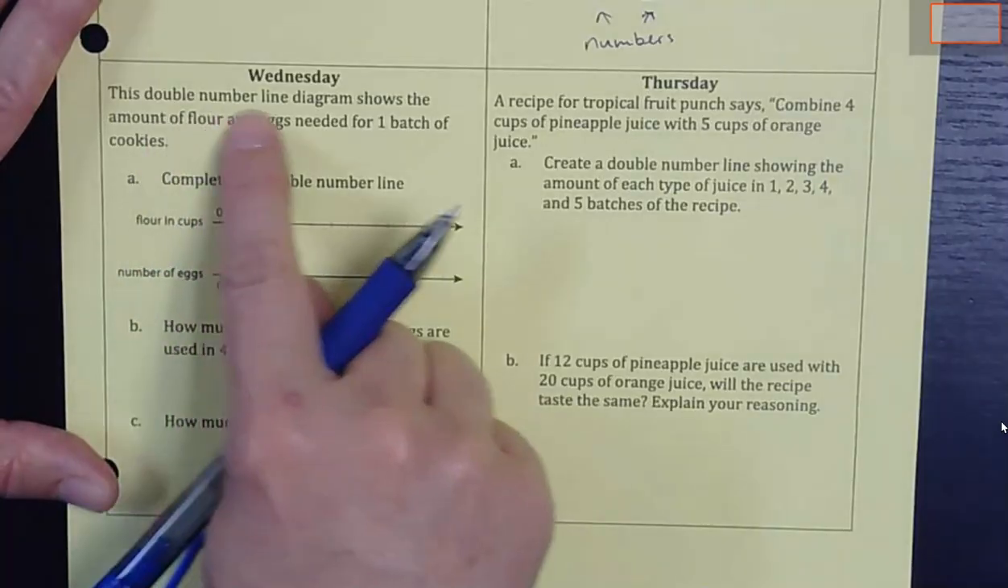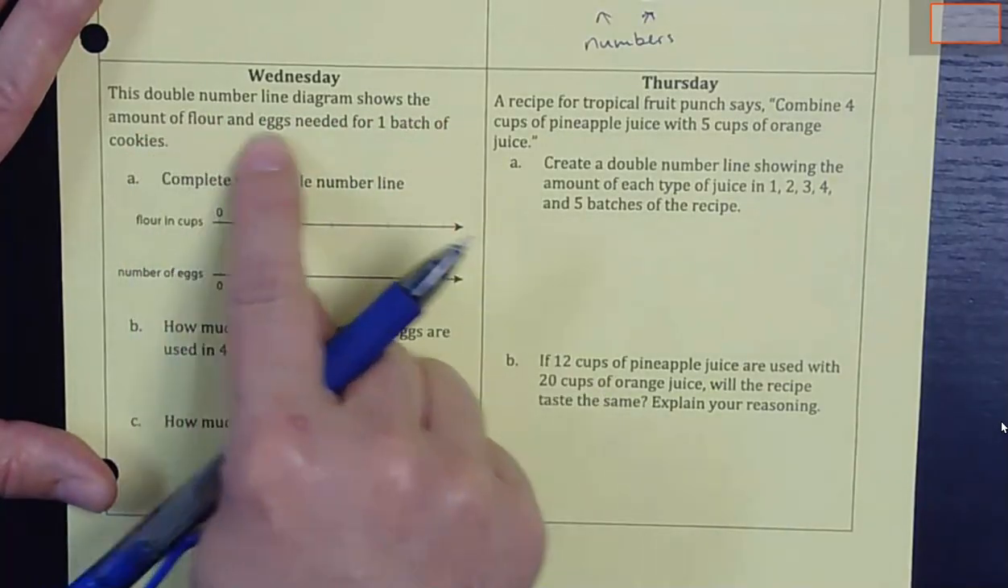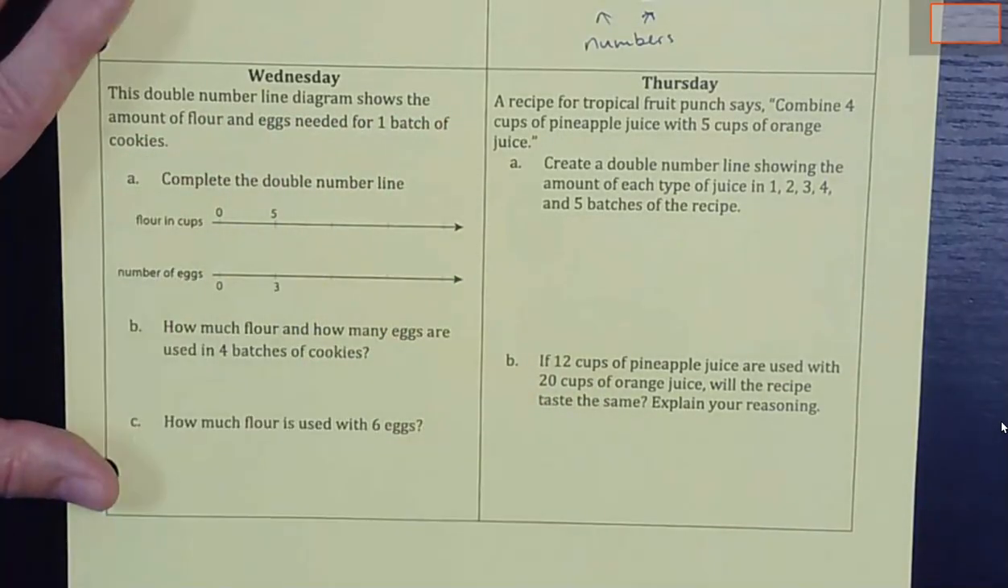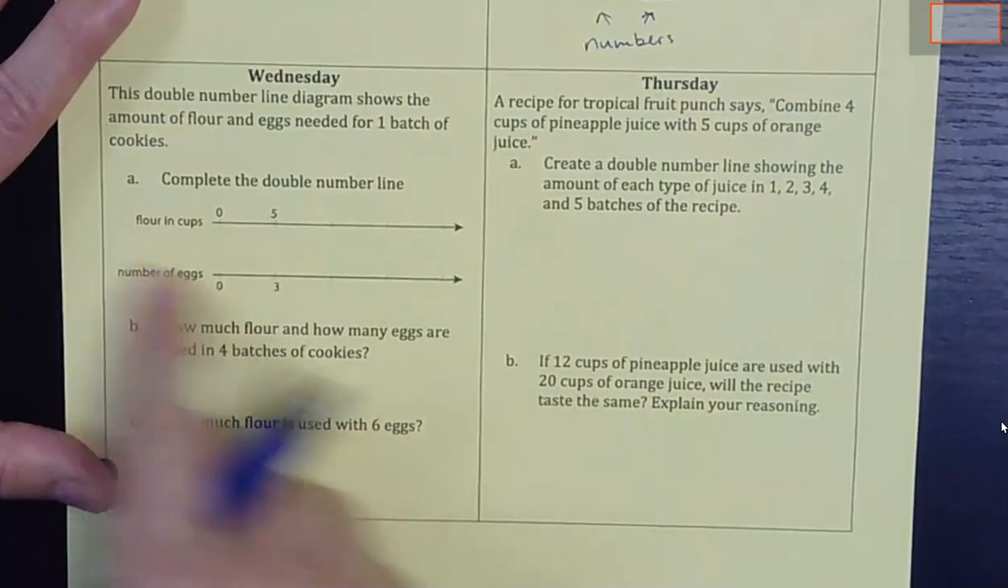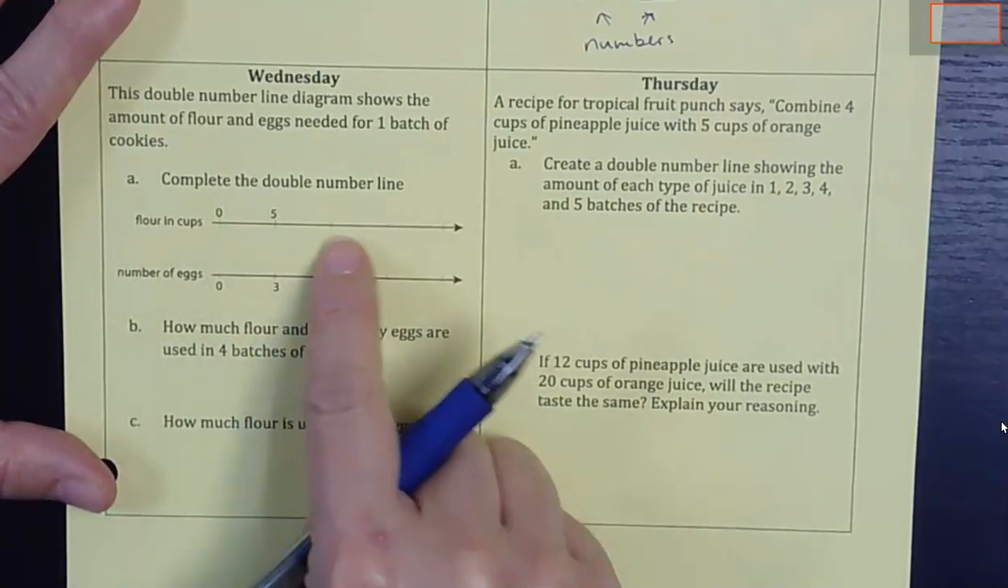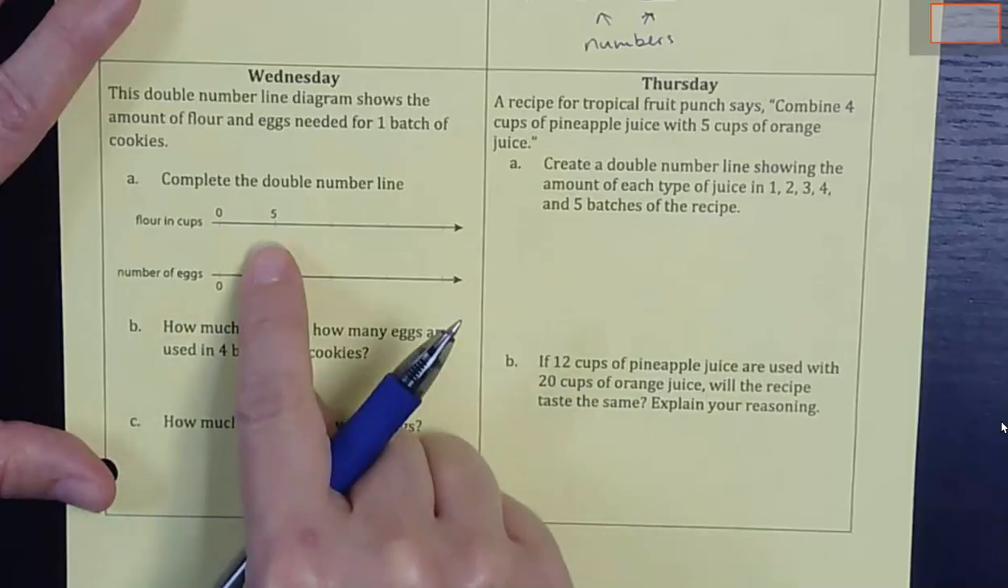Wednesday says, this double number line diagram shows the amount of flour and eggs needed for 1 batch of cookies. Okay, I've got a great double number line. You need to complete it. So you can see these tick marks. This one we're going to finish.